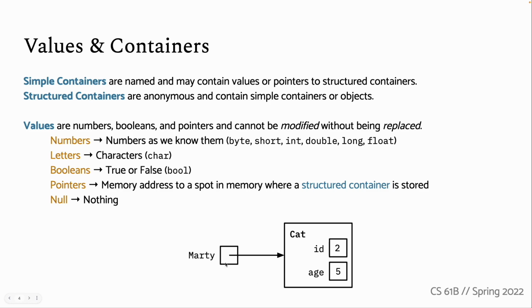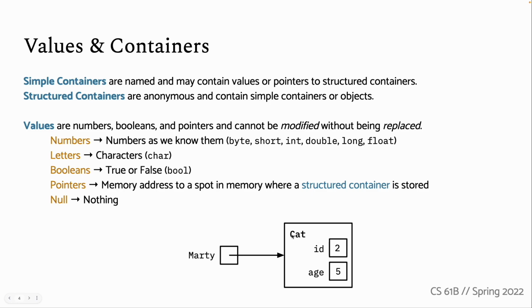So to summarize, these simple containers can contain things like numbers. So there's a couple different types of numbers in Java. There's bytes, shorts, ints, doubles, longs, floats. If you're curious about what each of these do, you can look that up. Letters like characters, booleans, and then pointers to where a structured container is stored, and null, which is like nothing. Everything else is in a structured container.